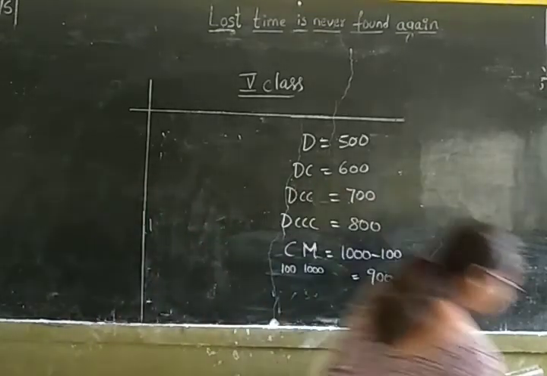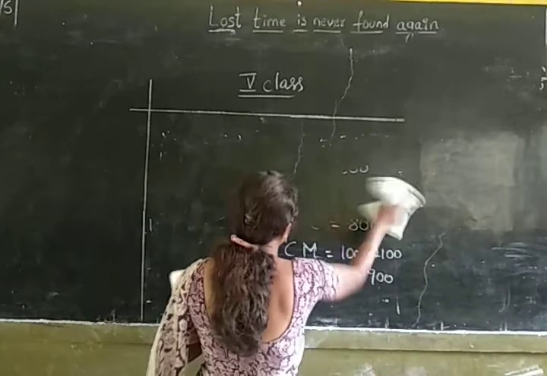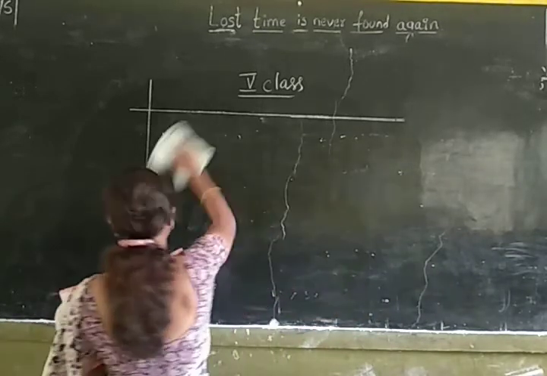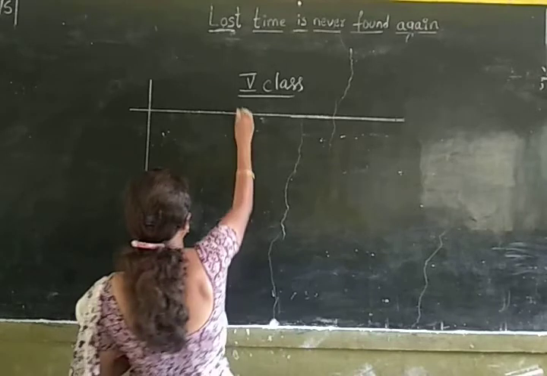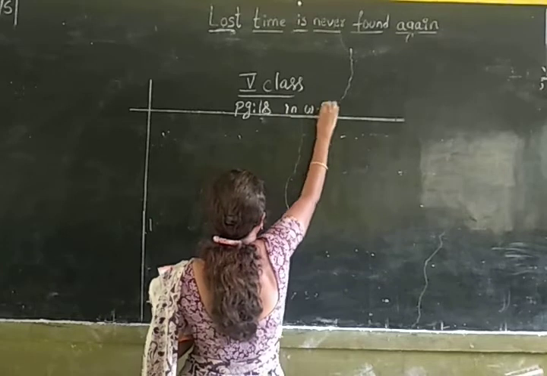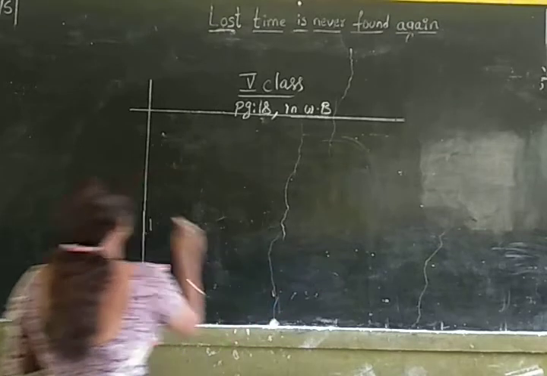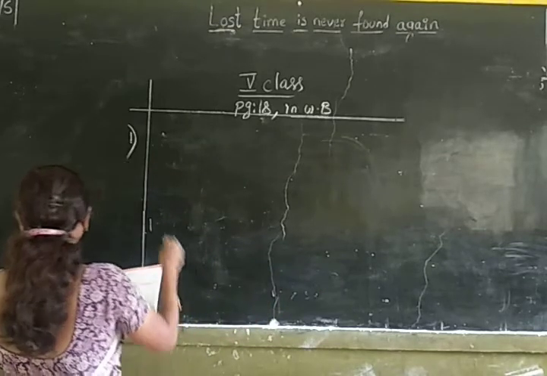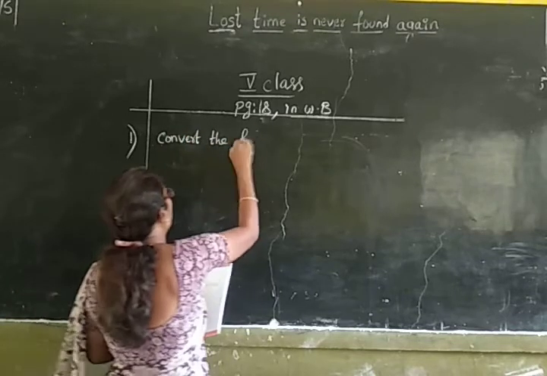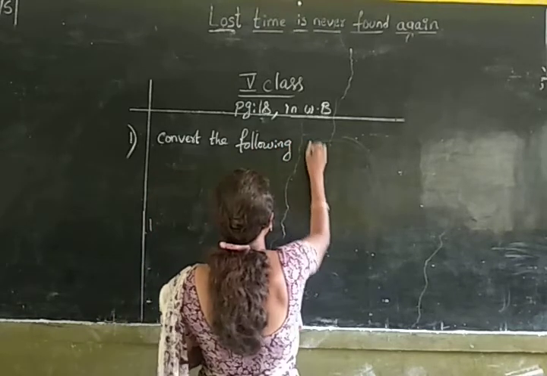Now let us first do some in the workbook. I have explained how to write a few Roman numerals. Now let us do page number 18 in the workbook. First sum: convert the following to Indo-Arabic numerals.